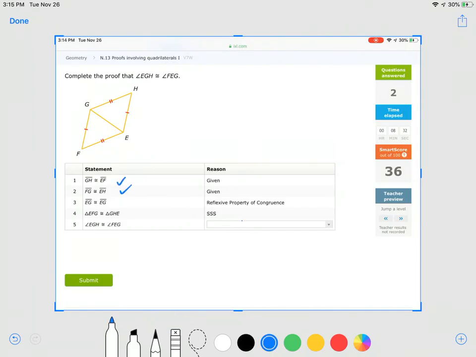Line 1 and 2 are givens. They're given as markings in the diagram. Line 3 says that EG is congruent to EG. That's because it's literally the same line segment.